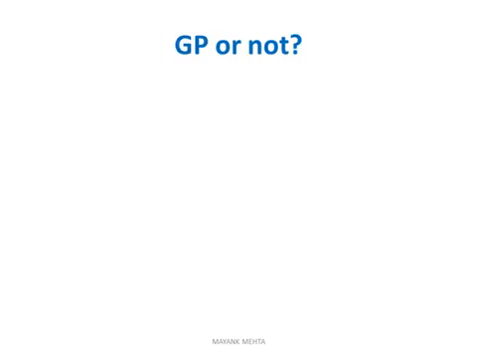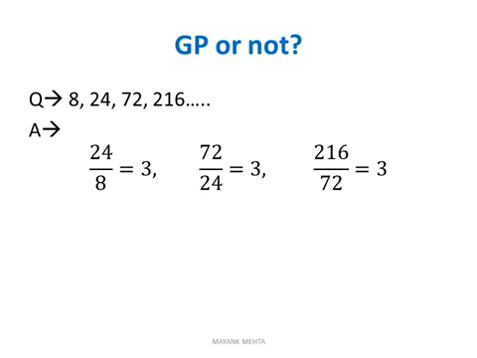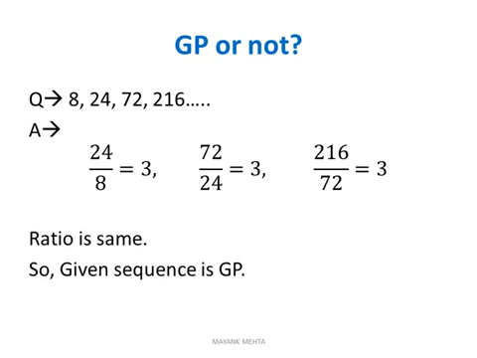If you are asked whether the given sequence is GP or not, how will you check? Suppose this question is given: 8, 24, 72, 216. First you find the ratio of two consecutive terms. If the ratio is the same, then the given sequence is a GP.